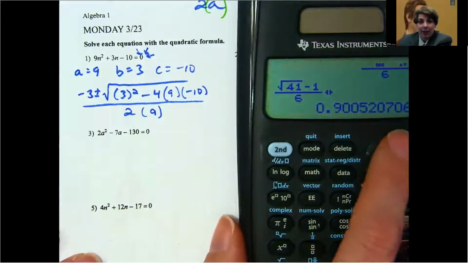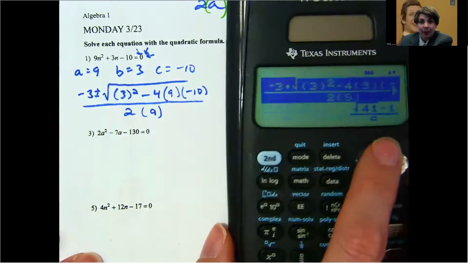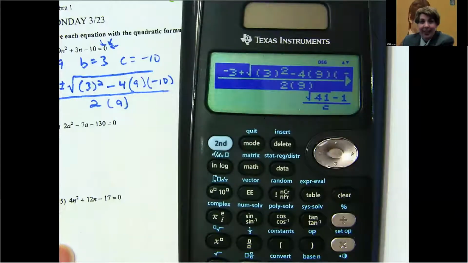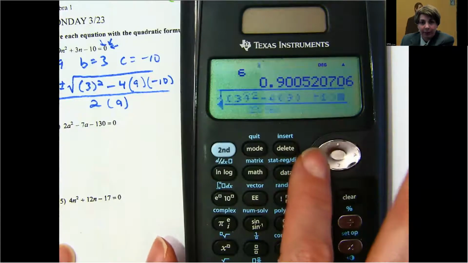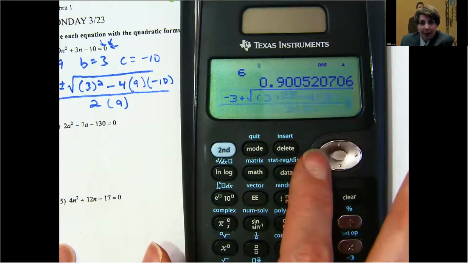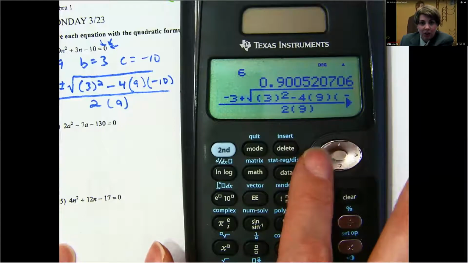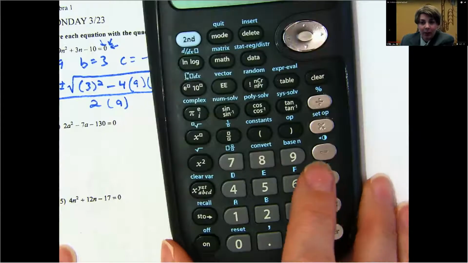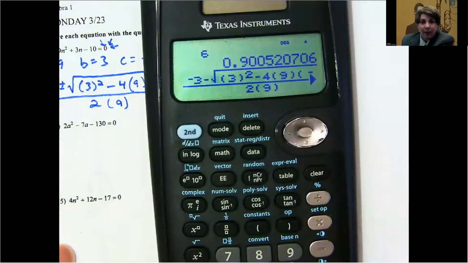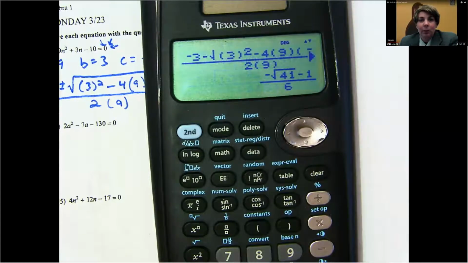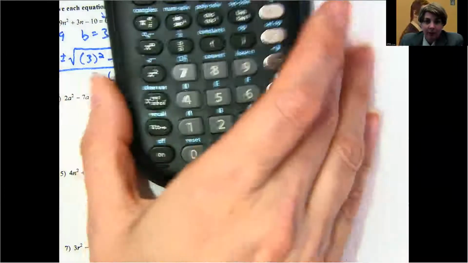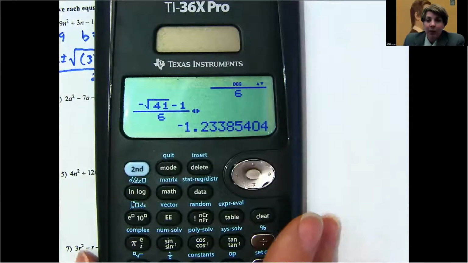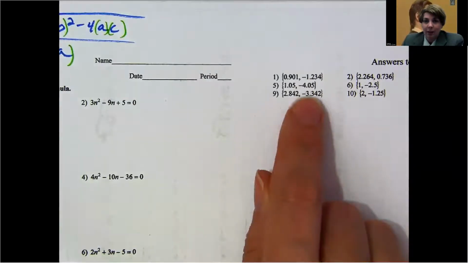Now I have to get the other answer. So for the other answer, I'm going to arrow up. I'm going to hit enter once that's highlighted. And then I can just arrow over and change that to subtraction, right? And then hit enter. Okay, that's the answer. Or we could turn it into a decimal. There you go, negative 1.233, which is right there.